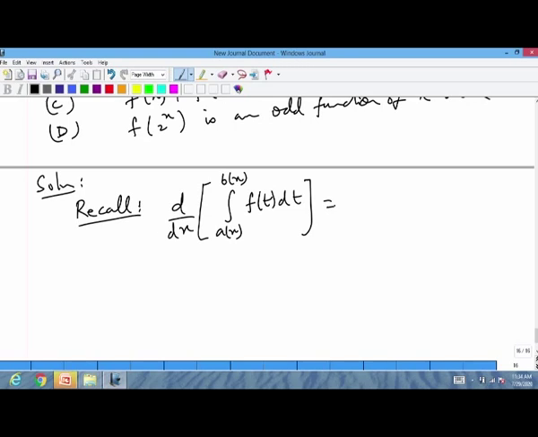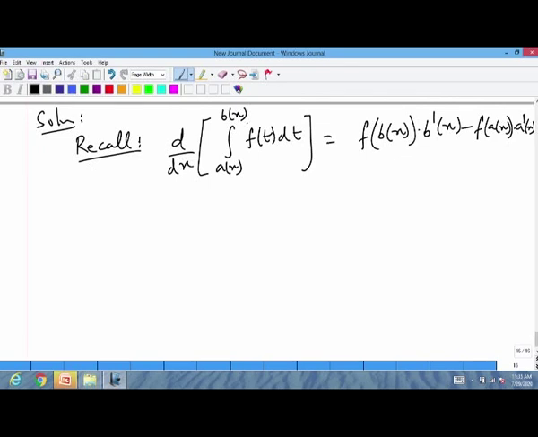So, this is equal to, we evaluate f at the upper end point b of x and then multiply by the derivative b prime x, minus f of a x times a prime x. Right. So, this is the general formula for the derivative of a definite integral, where the limits of the integral are functions of x. In particular, when we have integral from a to x, then we simply get f of x, but here we have to evaluate f at the upper end point times the derivative of the upper one, minus f at the lower end point times the derivative of that.